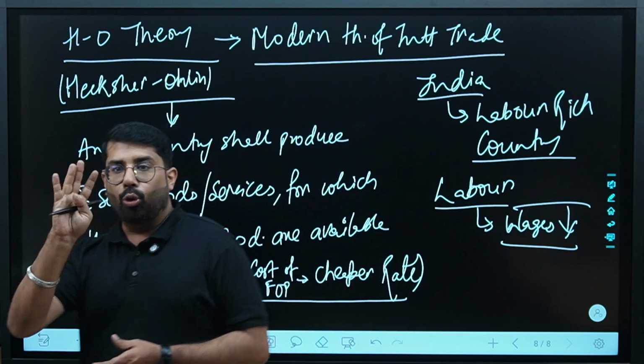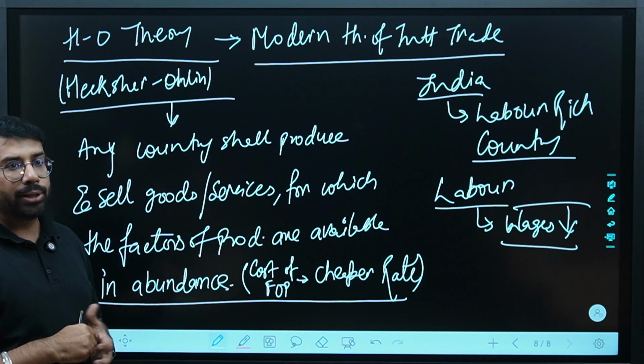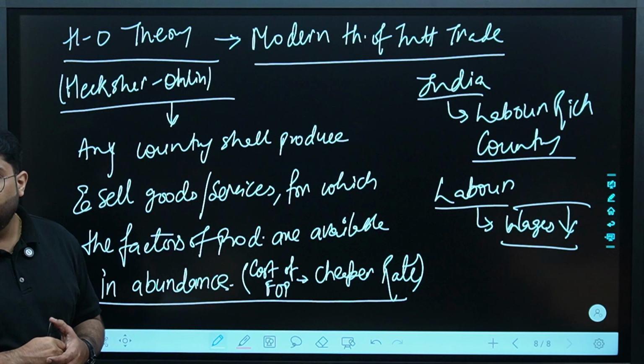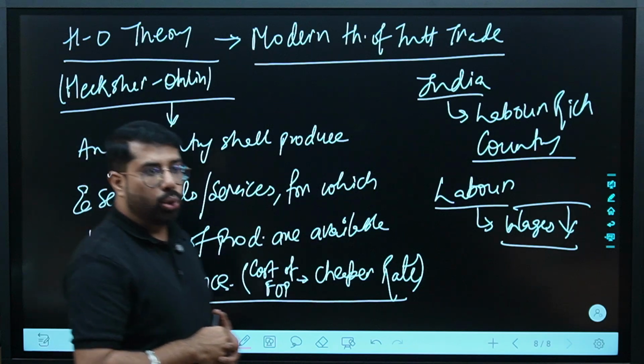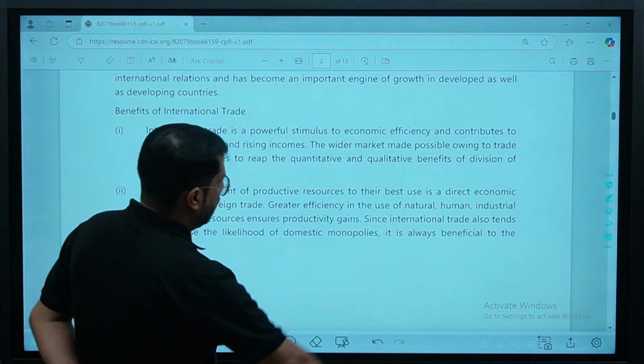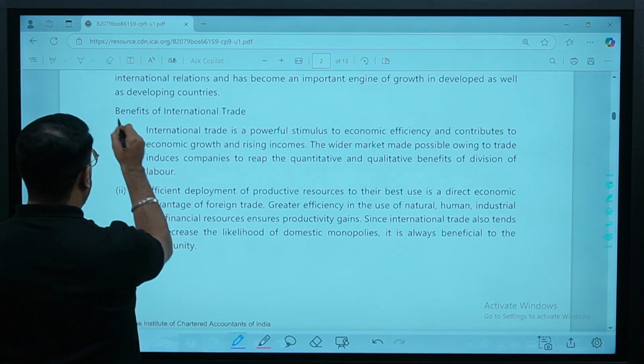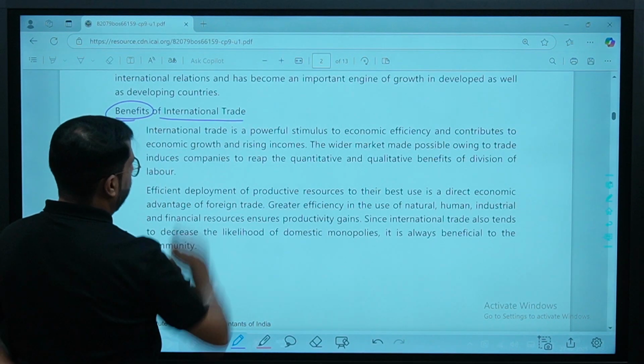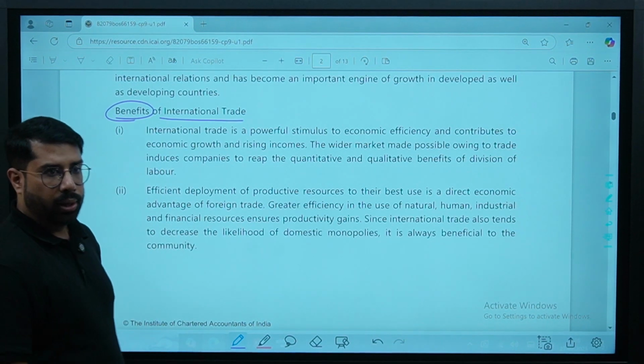So these are the four theories of international trade on the basis of which we decide what to export and what to import. Okay, so now we are going to understand what the benefits of international trade are. Okay, let us read it.